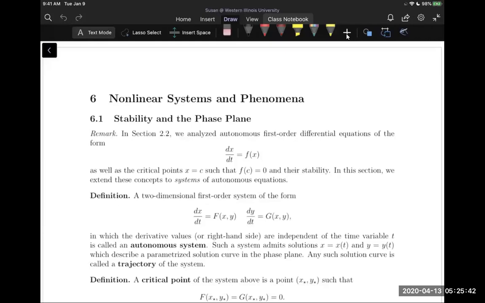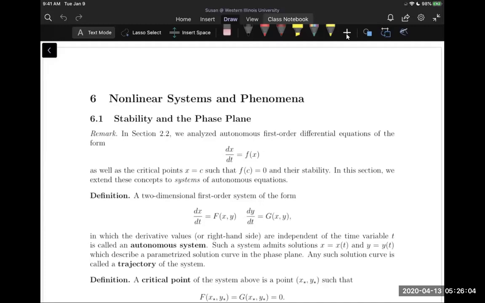In chapter 5, which we just completed, we talked about solving linear systems of DEs via the eigenvalue method. In other words, we were able to use matrices in order to solve linear systems. You'll notice that chapter 6 is going to focus on nonlinear systems, and so we're going to see how we can still utilize matrices in the event that our systems are no longer linear.